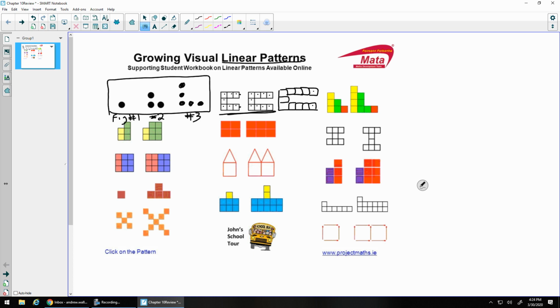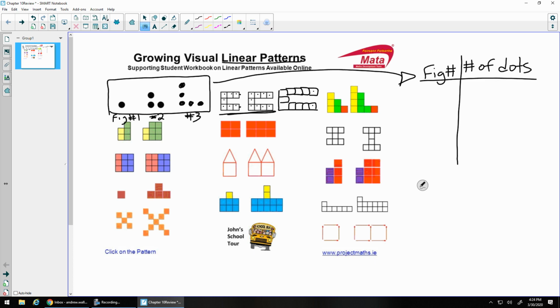So let's look at figure number. We're going to make a little table of values comparing our figure number to our number of dots. Okay? And so in our first figure, in the very start of the pattern, there was figure number 1, and there was 1 black dot. On the second figure, figure number 2, there were 1, 2, 3 black dots. Figure number 3 had 1, 2, 3, 4, 5 black dots.